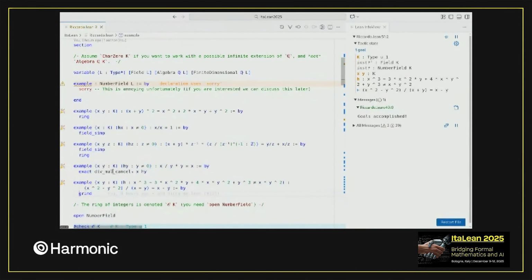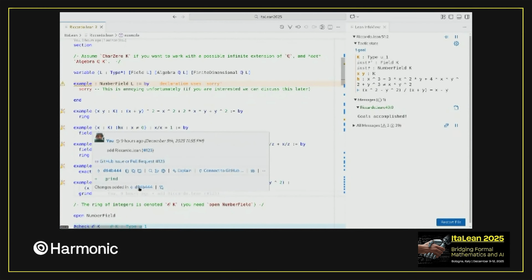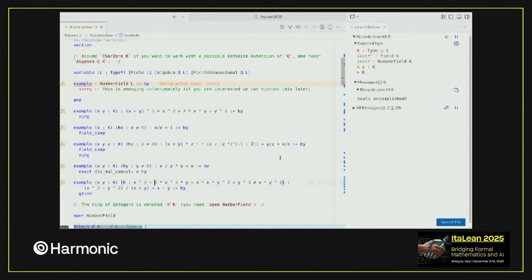And now you can divide x² - y² by x + y, and the result is x - y. And you see that grind is able to do it by itself. So here grind is pretty smart, because it is able to understand that this h means that x + y is different from 0. So grind is also a nice tactic to use with divisions.